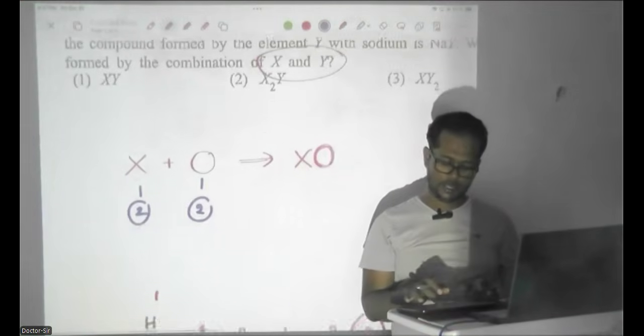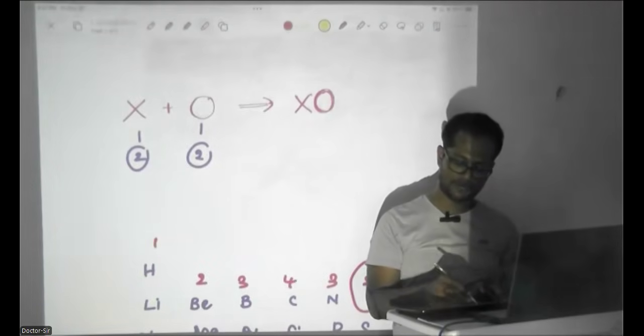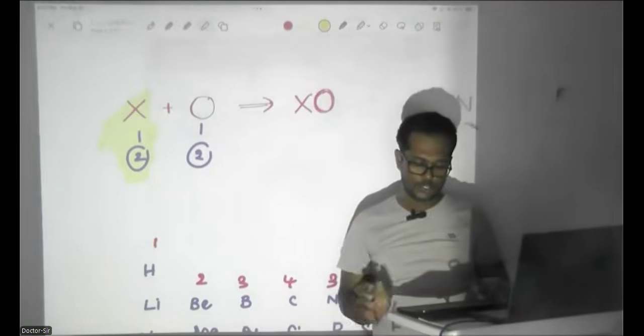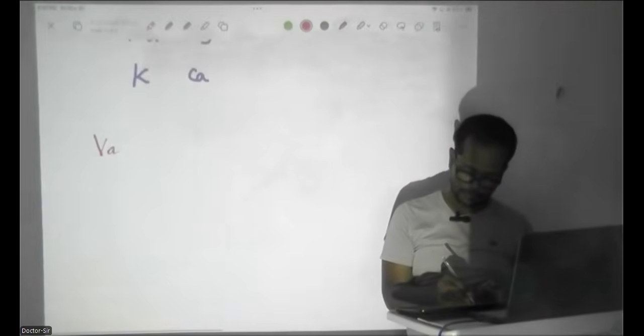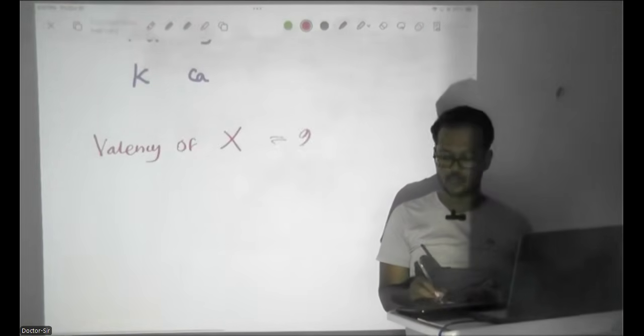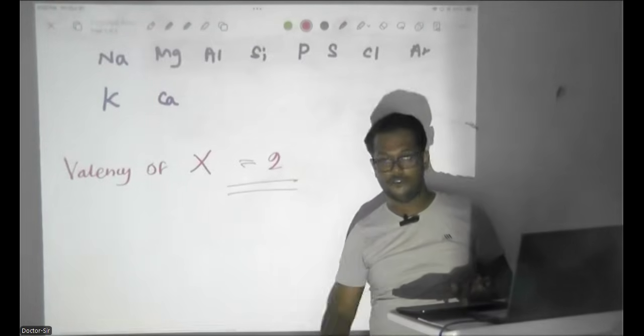Now this is the valency. The valency of X is important for us, so I will highlight that the valency of X is 2. I will write that down: valency of X equals 2. Now we have to find out the valency of Y.